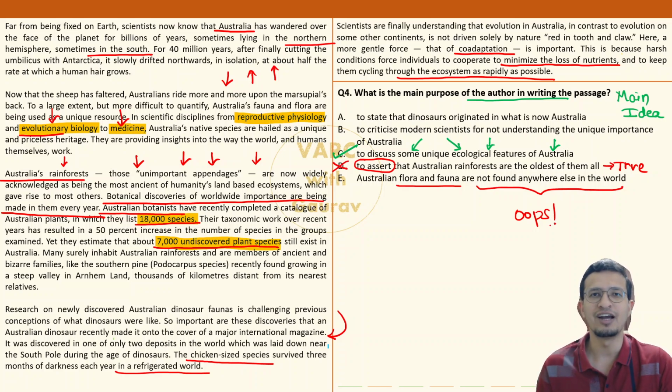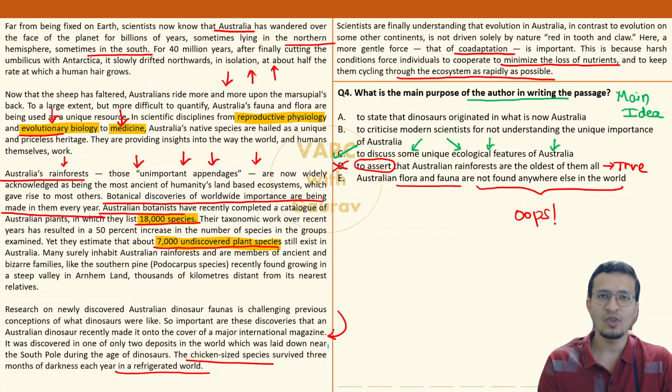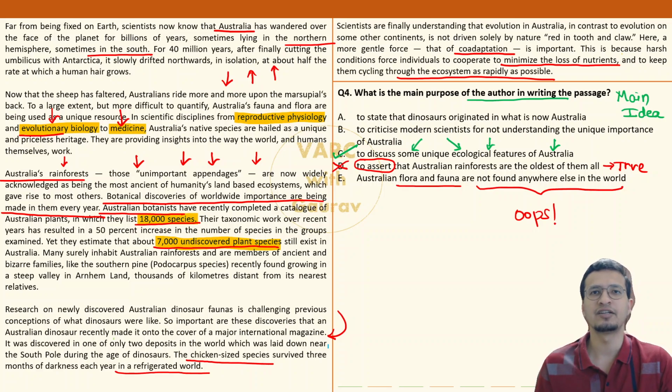This is completely out of scope. Nowhere has the author implied that, okay, dude, the animal or plant which is found in Australia, I dare you to find it somewhere else in the world. Wait, what? No, out.